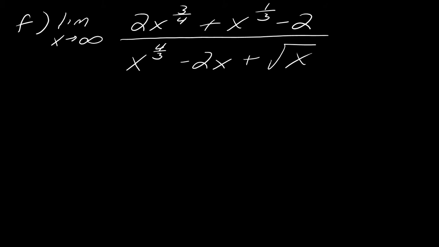But if we want to see all the detail, just to prove that, what we can do is divide everything by x to the 4/3. So I'm going to divide all of this by x to the 4/3, and then I'm going to divide all of this by x to the 4/3. So let's just set that up.